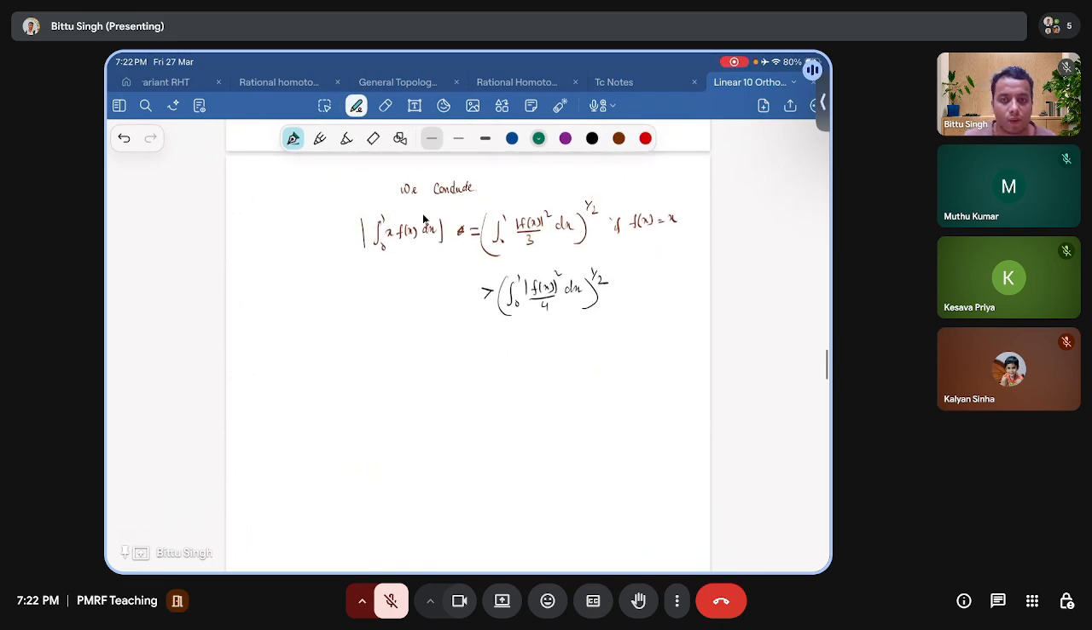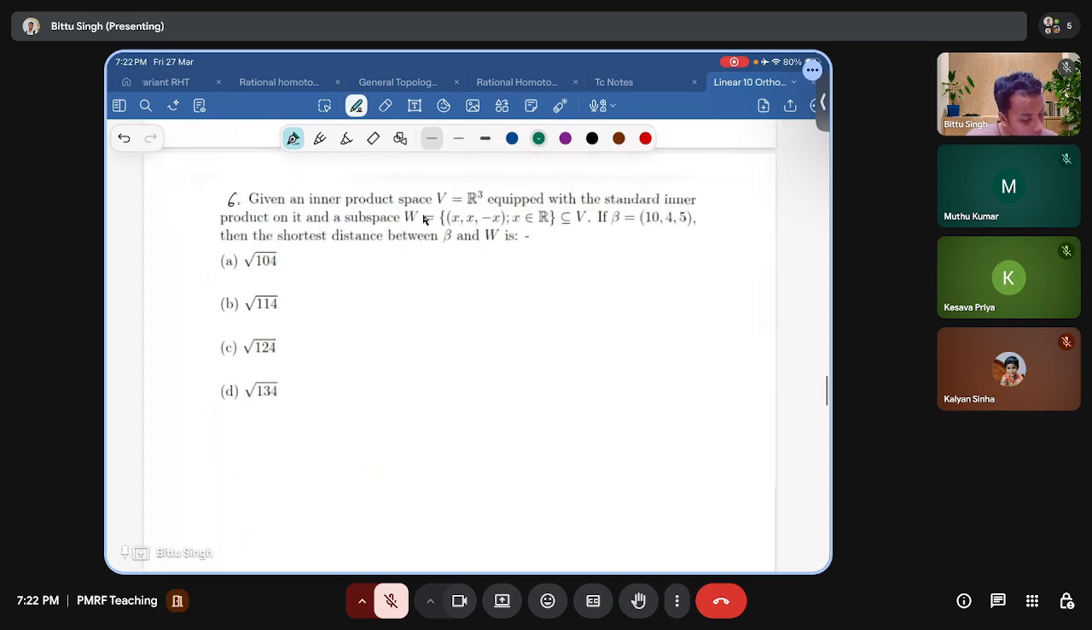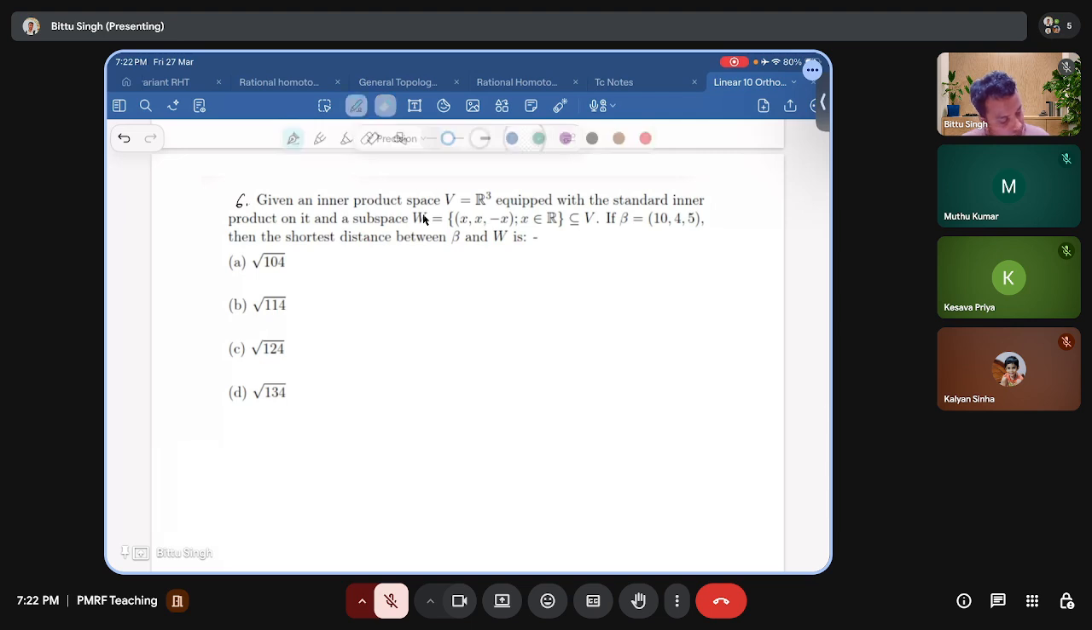So is it clear to all of you up to this problem? Let us move to the next question. Here we are considering the standard Euclidean inner product on R3, and we are also considering a subspace W given by this, some diagonal kind of subspace, a straight line. Now if beta equals this, then what will be the shortest distance between beta and this subspace W?